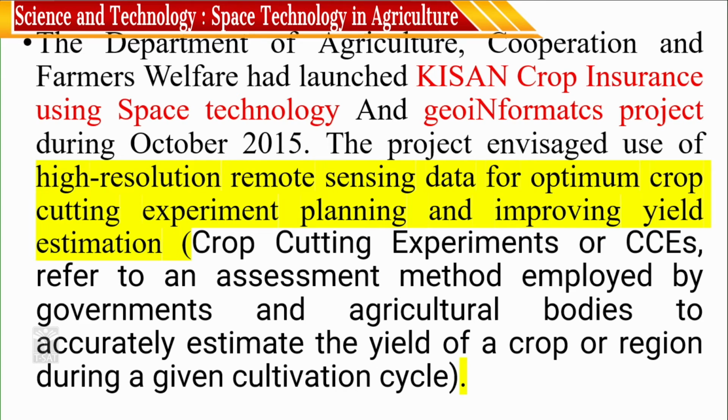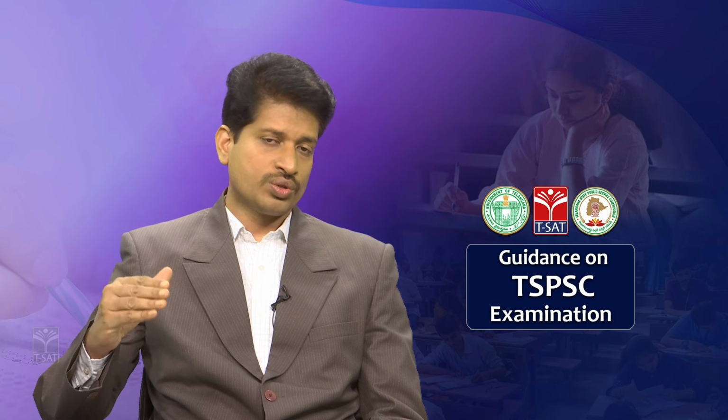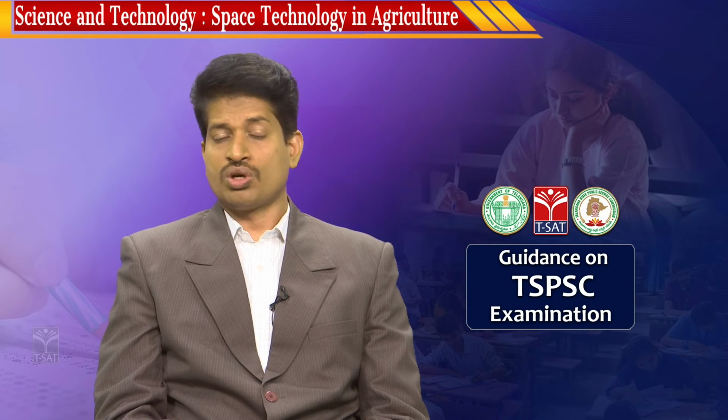The project envisages the use of high resolution remote sensing data for optimum crop cutting experiment planning and improving yield estimates. So what is happening is yield estimate is required. How much agricultural produce we are going to get in the upcoming financial year, the government needs to have a plan, so that accordingly for food security, the government may take steps in advance to avoid food scarcity.